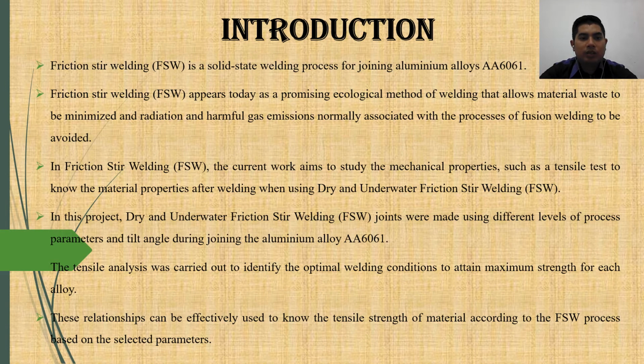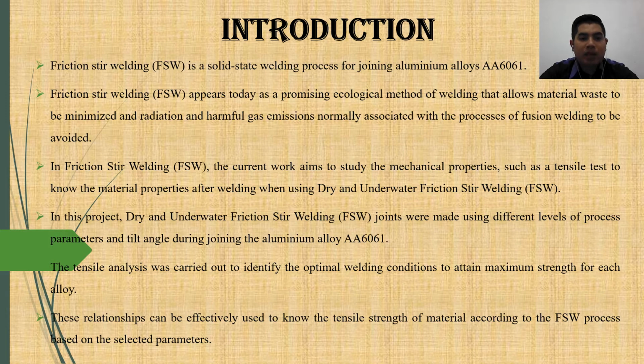Introduction. Friction stir welding is a solid state welding process for joining aluminum alloy 6061. Friction stir welding appears today as a promising ecological method of welding that allows material waste to be minimized and the radiation and harmful gas emission normally associated with the process of fusion welding to be avoided. In this study, the aim is to study the mechanical properties, such as a tensile test, to know the material properties after welding when using dry and underwater friction stir welding.